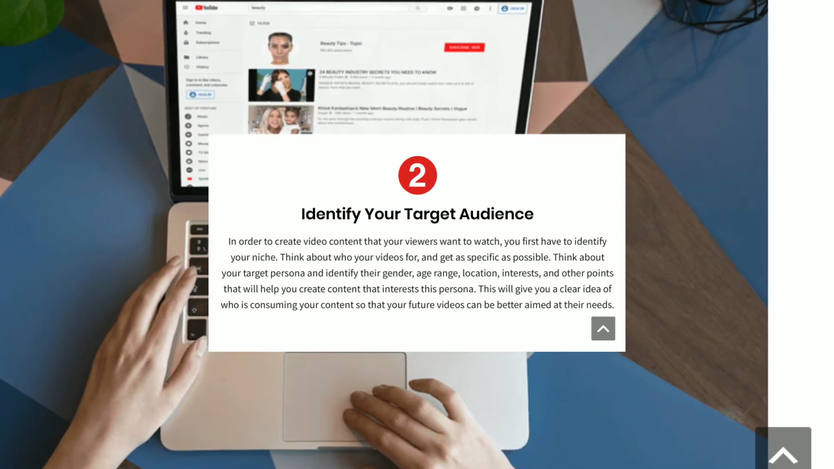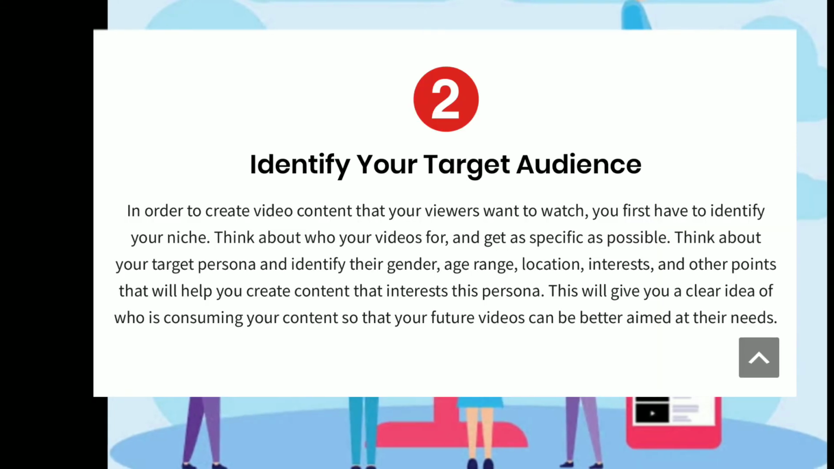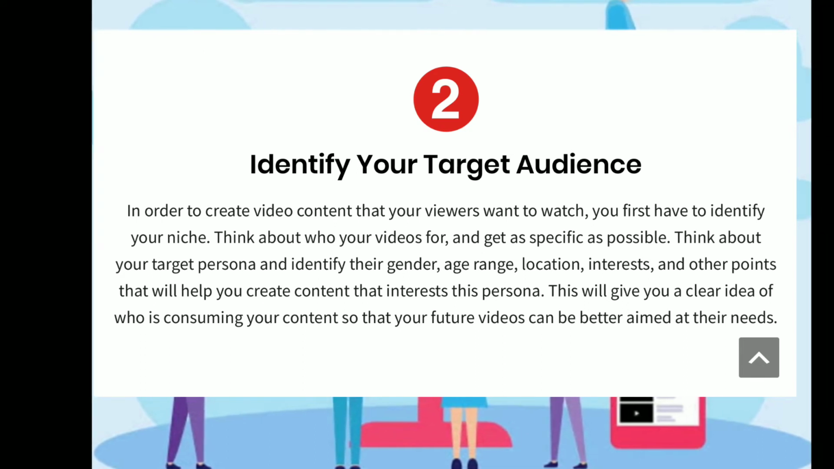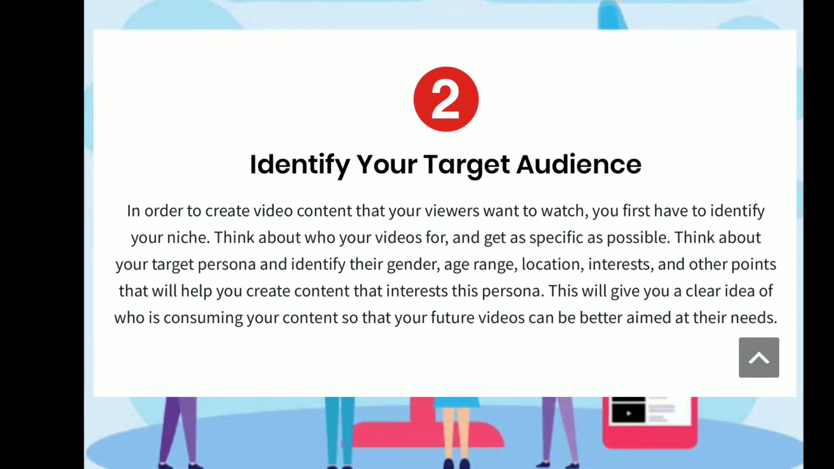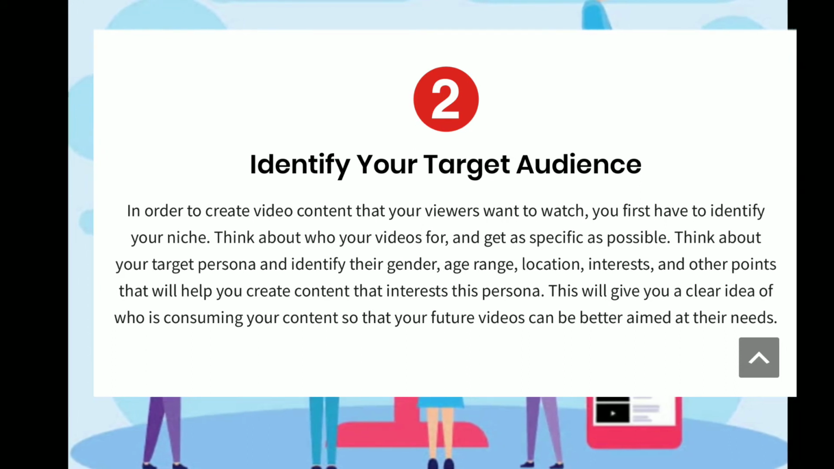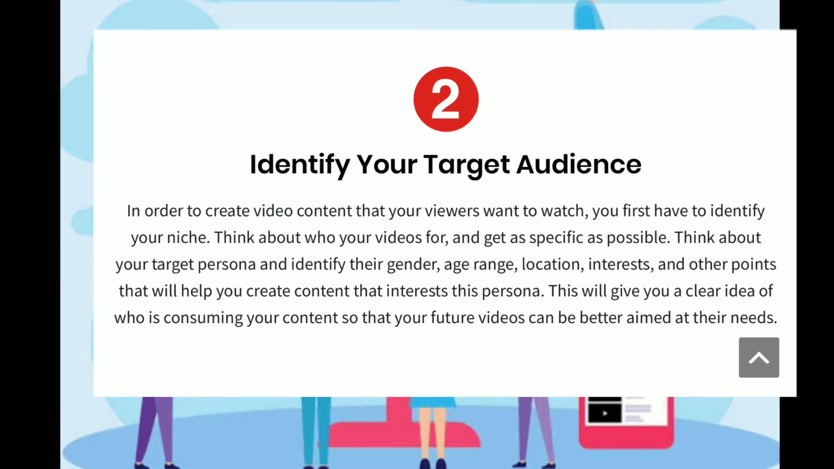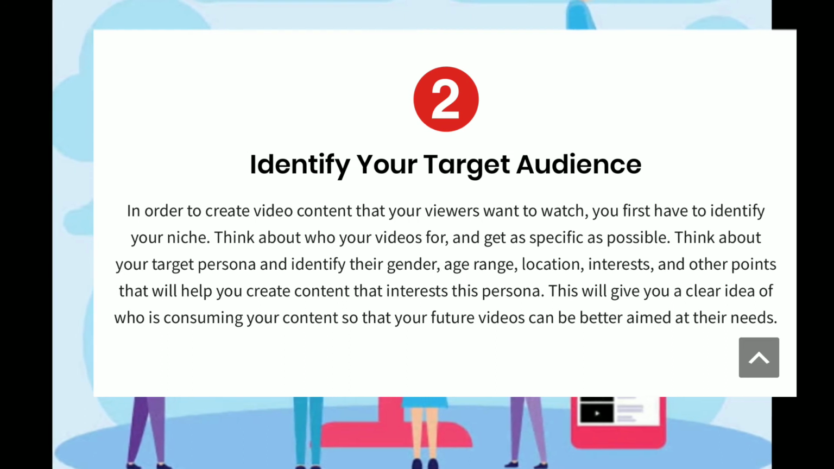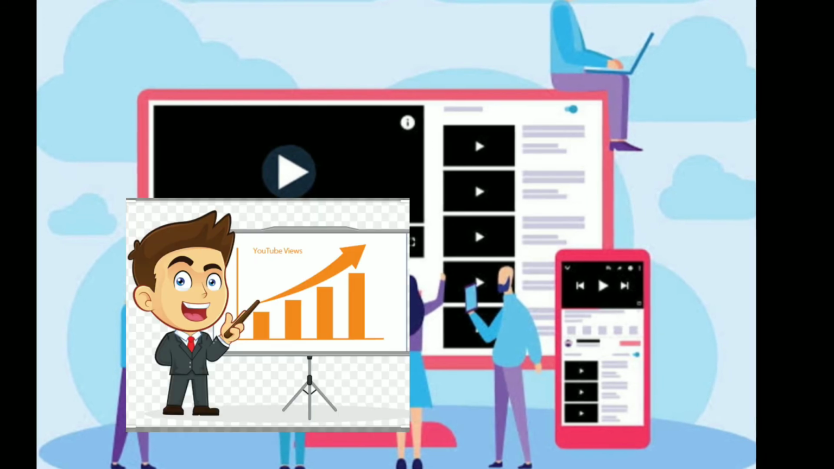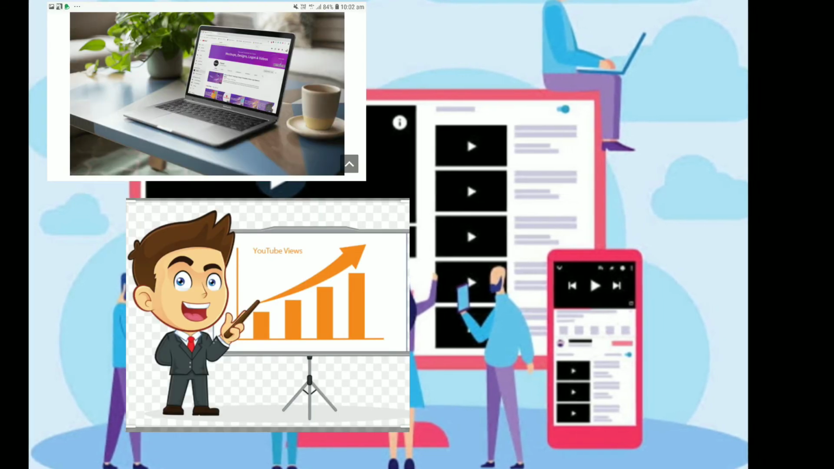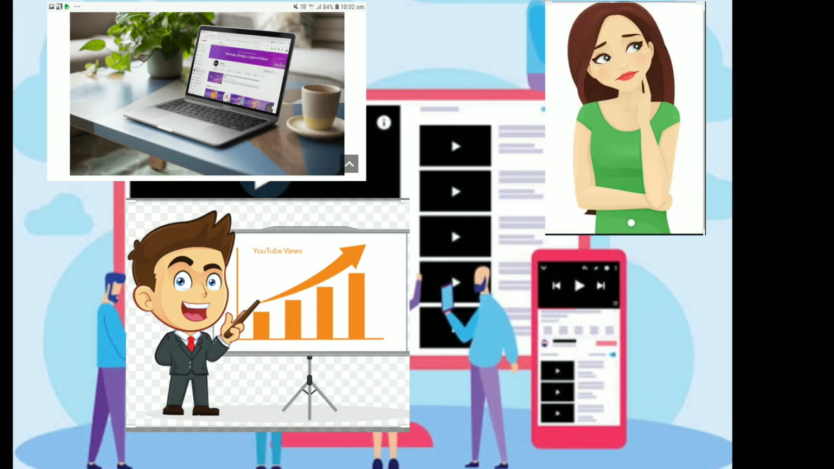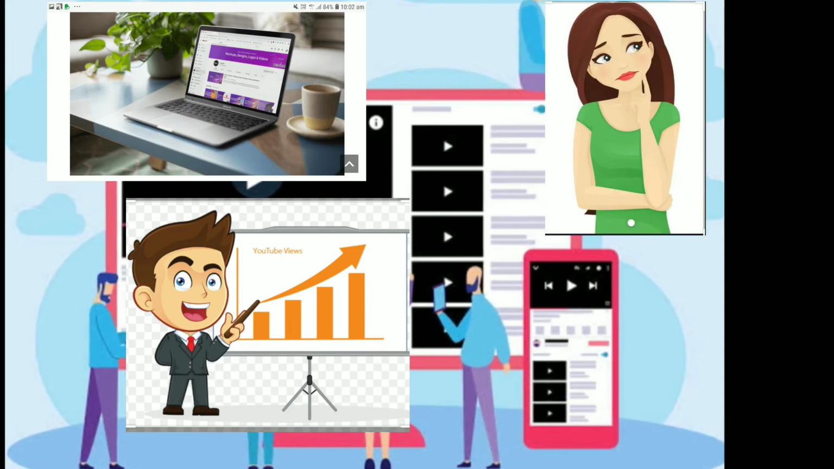Number 2. Identify your target audience. In order to create video content that your viewers want to watch, you first have to identify your niche. Think about who your video's for, and get as specific as possible. Think about your target persona and identify the gender, age range, location, interests, and other points that will help you create content that interests this persona. This will give you a clear idea of who is consuming your content so that your future videos can be better aimed at their needs.